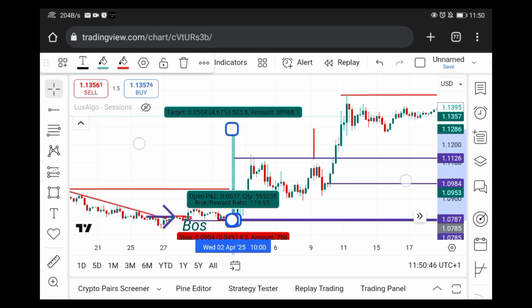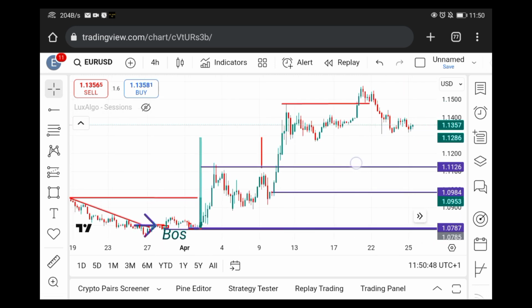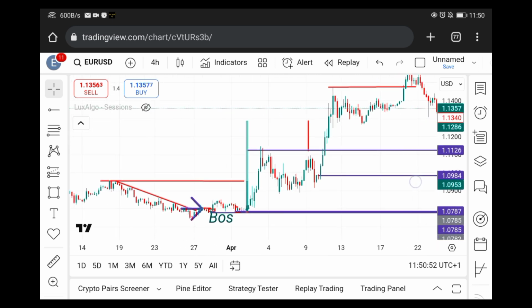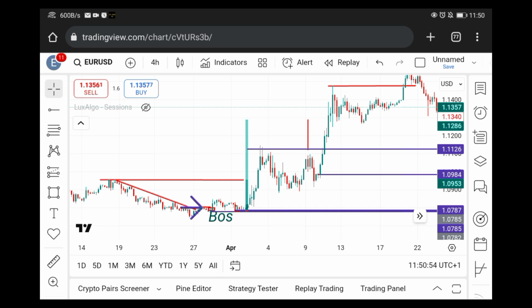But note, it's not all the time that the market will run this way. It is not all the time. So this is how you can make use of Choch BOS correctly.